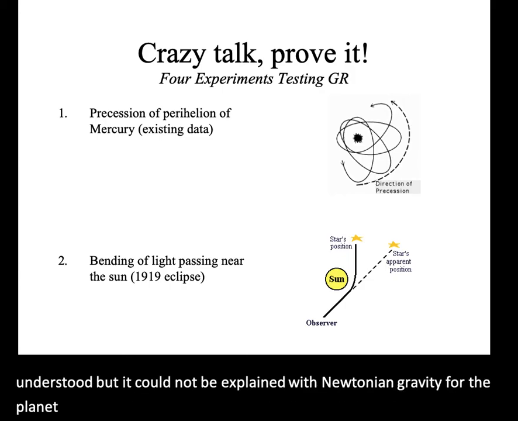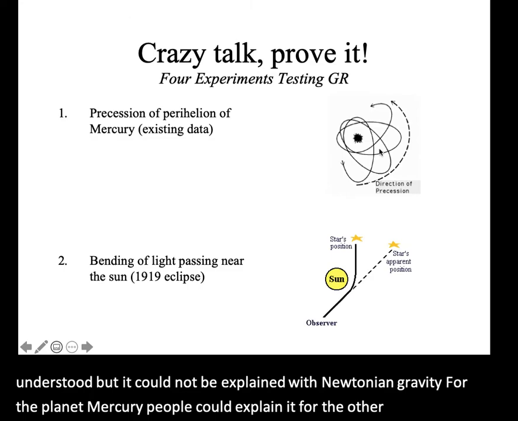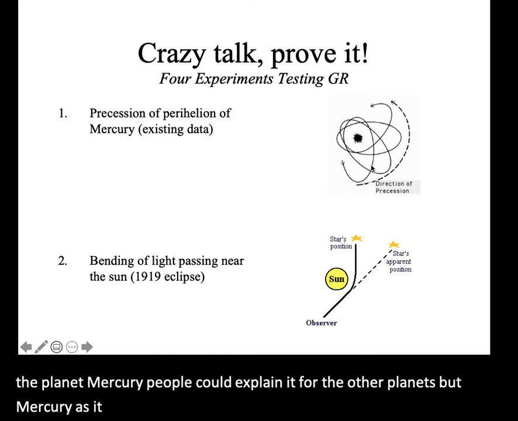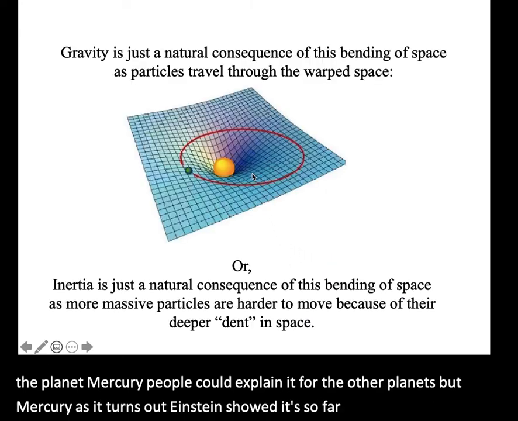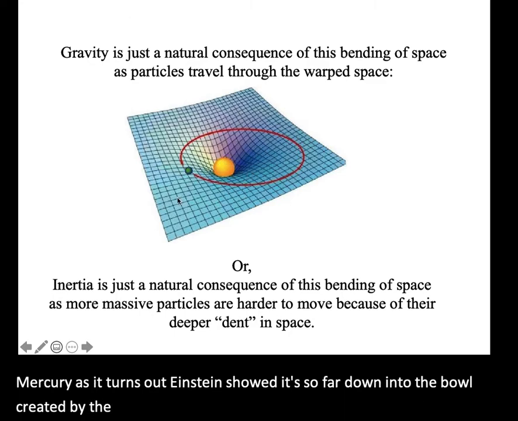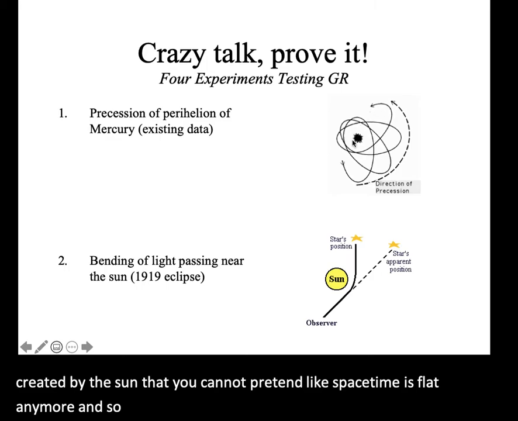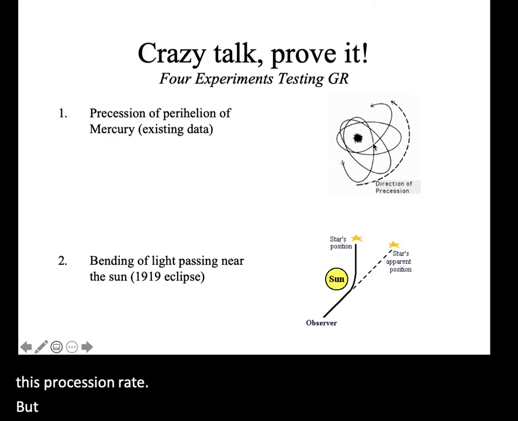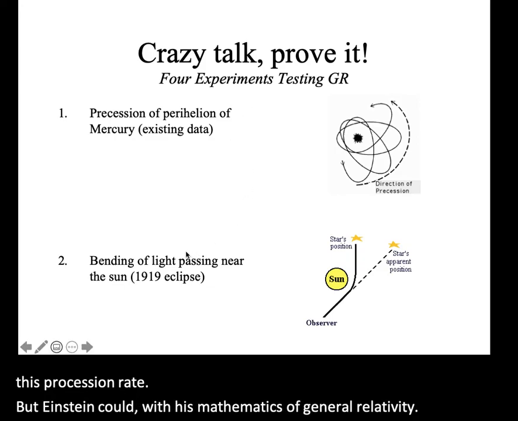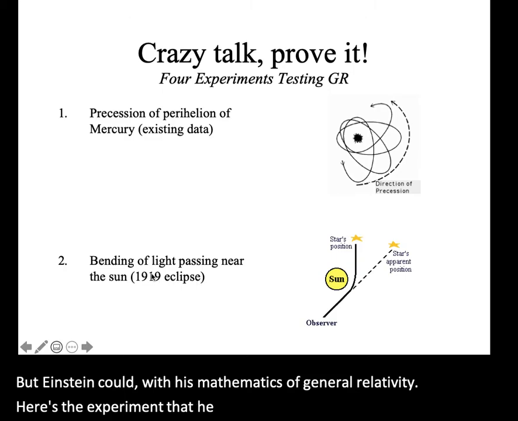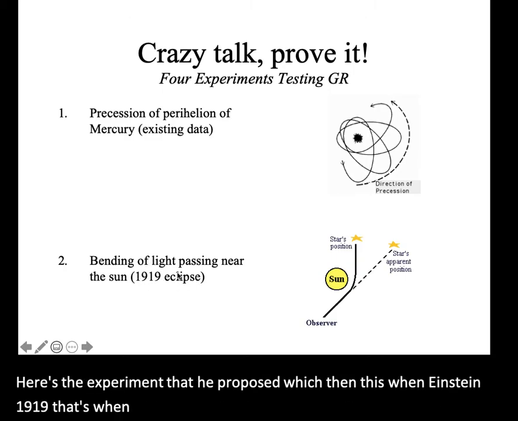People could explain it for the other planets, but Mercury, as it turns out, Einstein showed it's so far down into the bowl created by the sun that you cannot pretend like space-time is flat anymore. And so Newtonian gravity, G m1 m2 over r squared, can't explain this precession rate, but Einstein could with his mathematics of general relativity. Here's the experiment that he proposed, which then, in 1919, is when Einstein became a world famous celebrity, right?